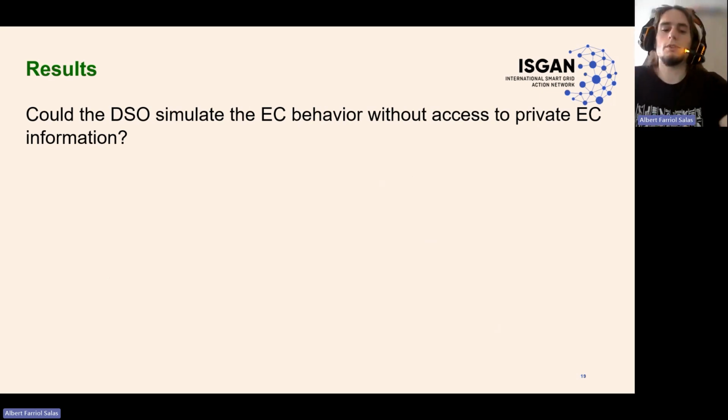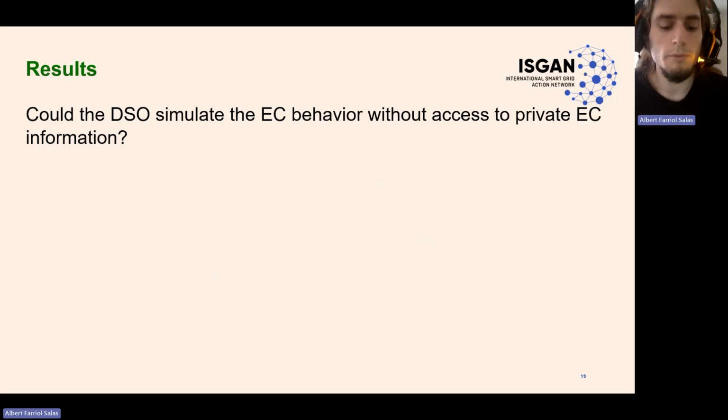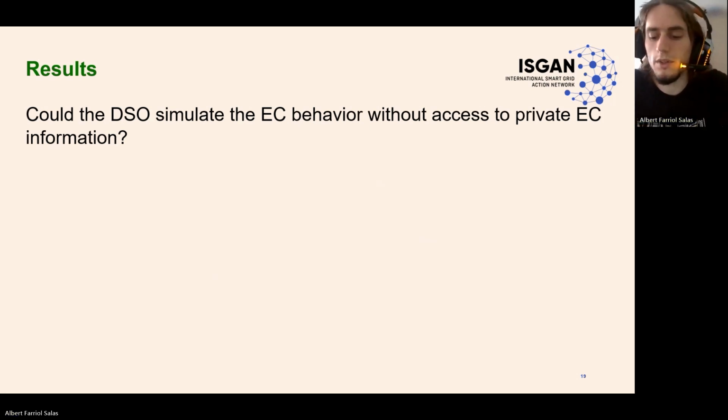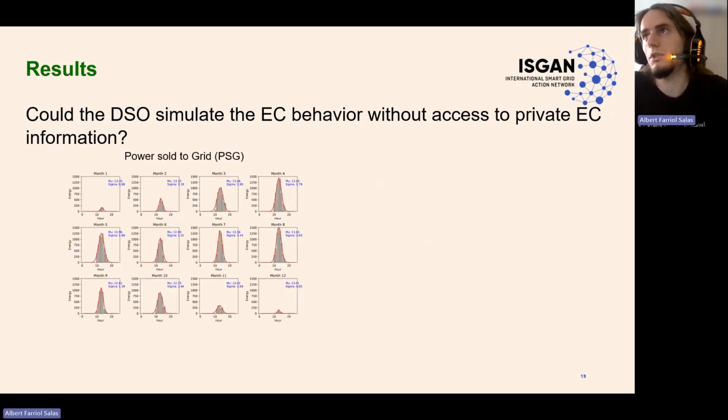So now it comes to the third question: could the DCO simulate the energy community behavior without access to private energy communities information? Because you want something like this. You would know how much energy is going to be sold from the grid as the DCO perspective. But in order to know this information, you need to know all the private information. You need to compute all the models. The models take a really long time.